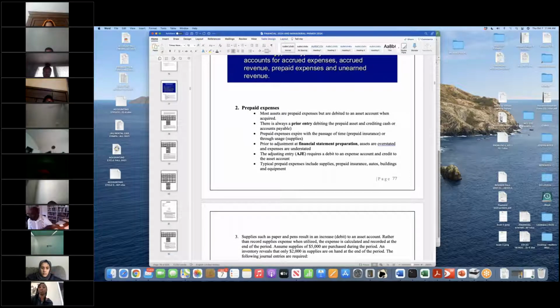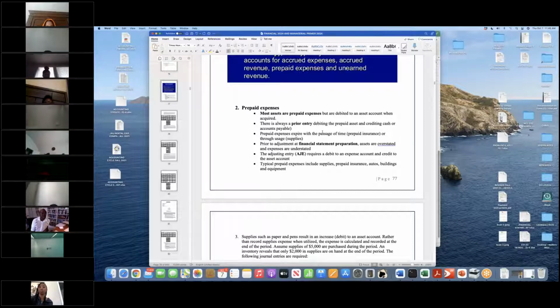The next set that we want to look at is prepaid expenses. Most assets are prepaid expenses. You buy the asset, but it's going to become an expense, and it needs to be bought so that it can generate revenue. So there's always a prior entry when we buy the asset. Cash may be involved or accounts payable, but eventually we have to pay the accounts payable. Prepaid expenses can expire with the passage of time, such as prepaid insurance, or through usage, such as supplies. So it's two ways they move along.